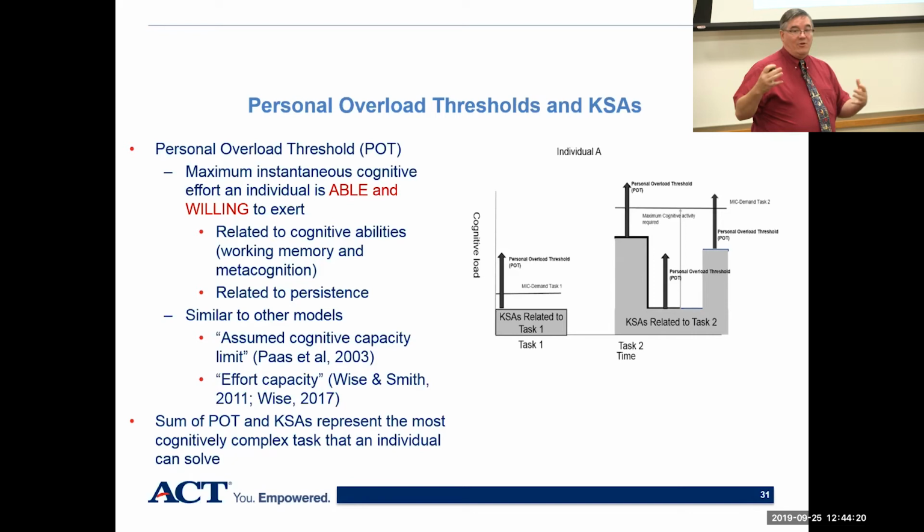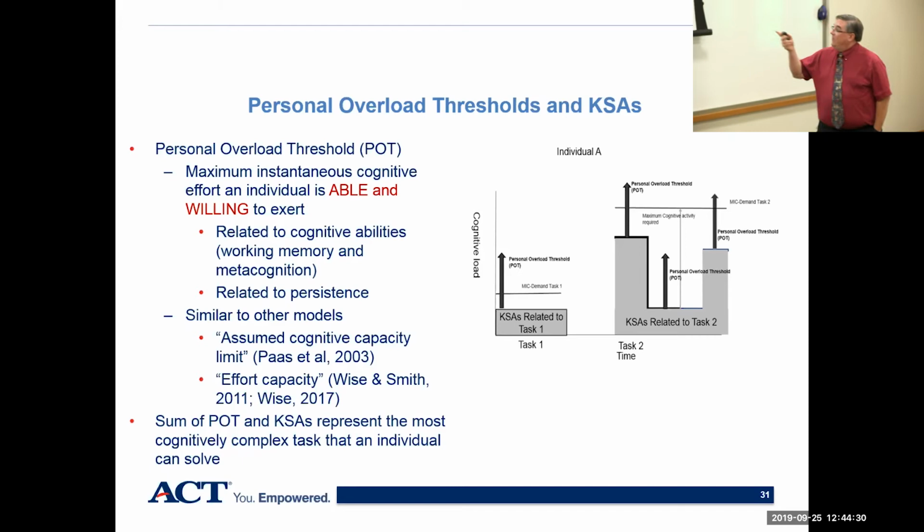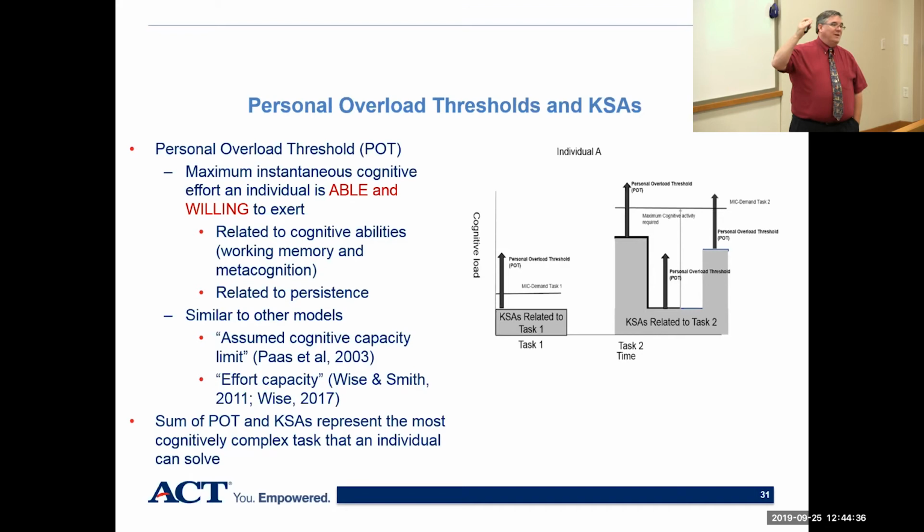Then on top of that, there's this personal overload threshold. And a bunch of people have called it different things. Paz has got a name for it. Wise has got a name for it. He talked to us at a conference. There's a certain amount of effort you're willing to give on an item before you give up. And if it exceeds that amount, you're just going to guess. Or you're going to learn some other skill.